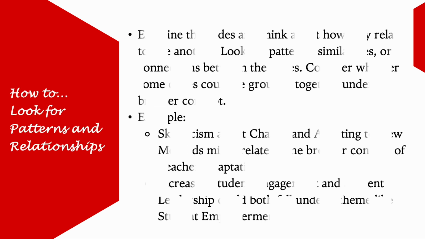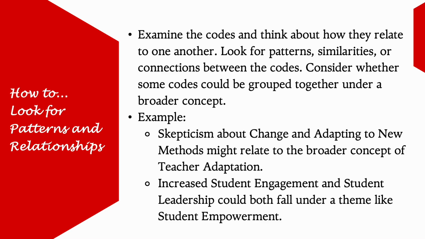How to look for patterns and relationships. Examine the codes and think about how they relate to one another. Look for patterns, similarities, or connections between the codes. Consider whether some codes could be grouped together under a broader concept.